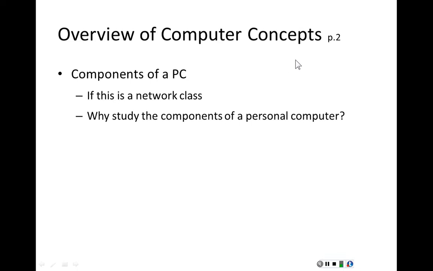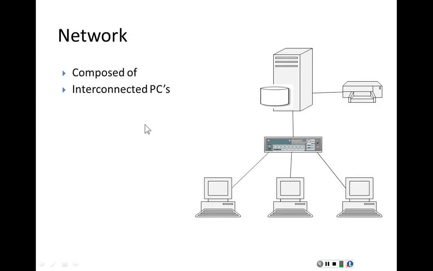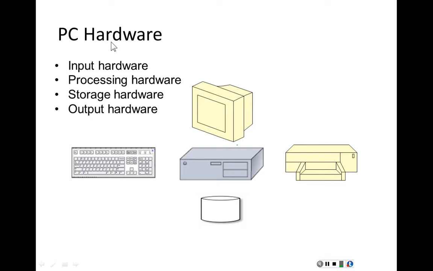So let's start out on page 2, an overview of computer components. In this section, we look at the components of a PC, of a personal computer. And you might ask, if this is a networking class, then why do we study the components of a personal computer? And the answer is, a network is really nothing but a whole bunch of computers which are connected together with wires or wirelessly. So let's do a brief overview of personal computer hardware.